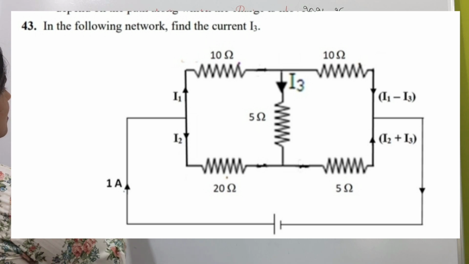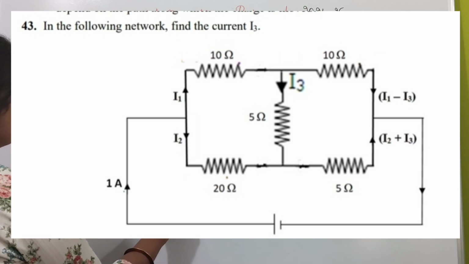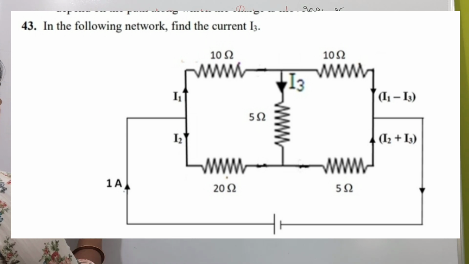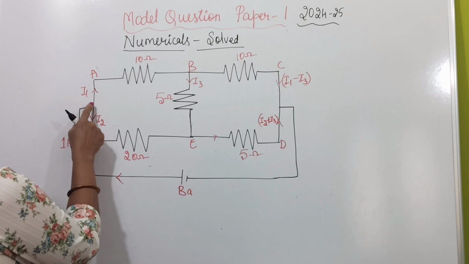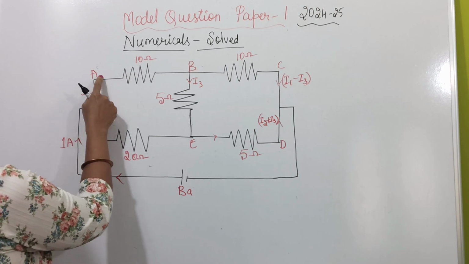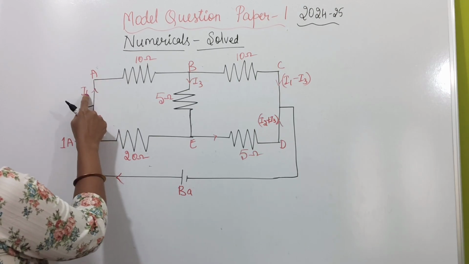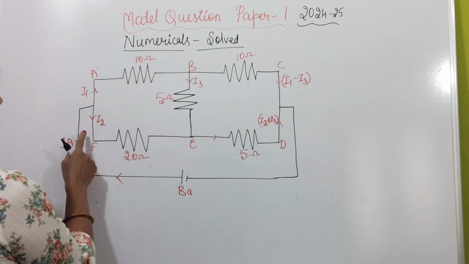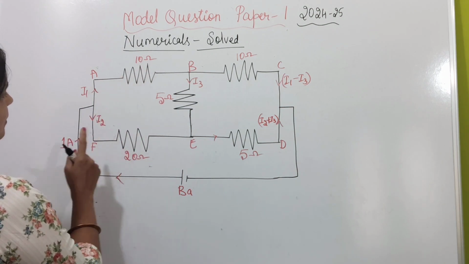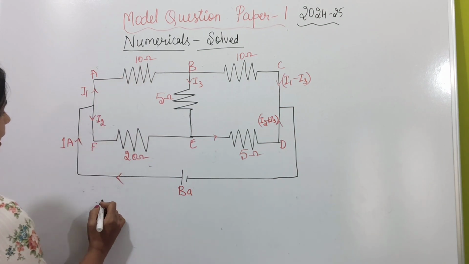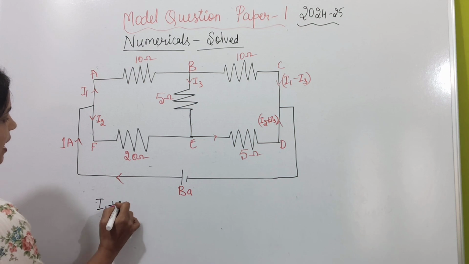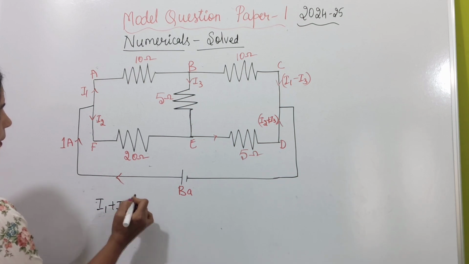So the network is like this. Here, the current from the battery is 1 ampere. As it comes to this point, it will divide into two branches. See, I1 ampere of current is flowing through this branch, I2 is flowing through this branch. So we can write I1 plus I2 is equal to 1 ampere.